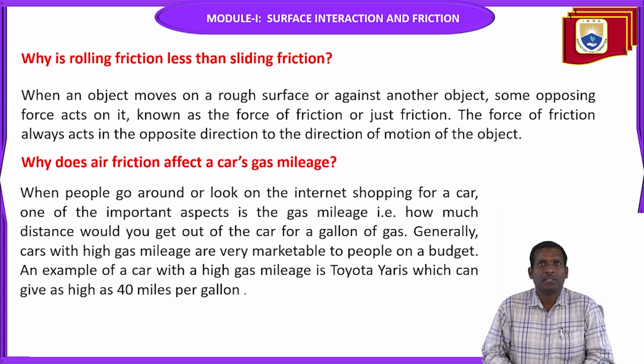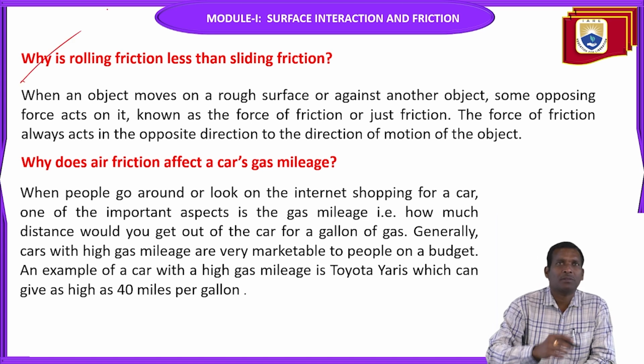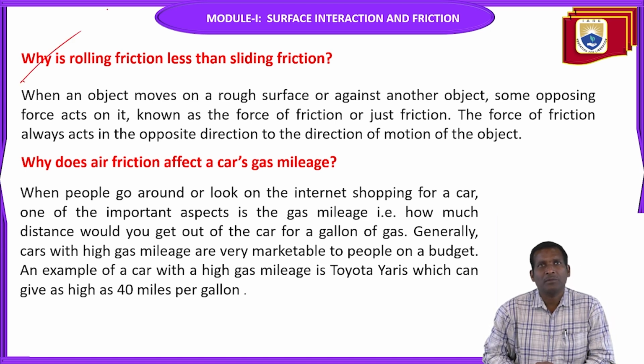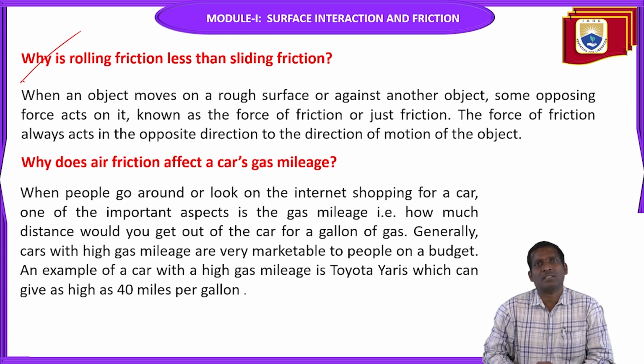So why is rolling friction less than sliding friction? In the previous question I have seen that sliding friction is less than static friction. Now the rolling friction is less than the sliding friction. When an object moves on a rough surface or against another object, some opposing force acts on it, known as the force of friction, or just friction. The force of friction always acts in the opposite direction to the direction of motion of the object.